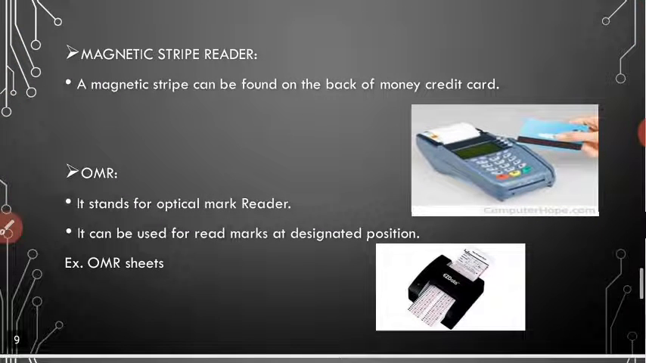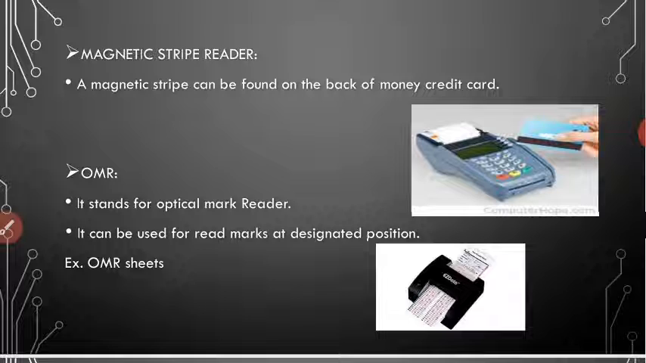Next one is the magnetic strip reader. The magnetic strip reader is found in the bank. You can easily see it in the bank if you pay any type of money with the help of an ATM card or green card; you can easily see the magnetic strip reader, which is found in the bank.